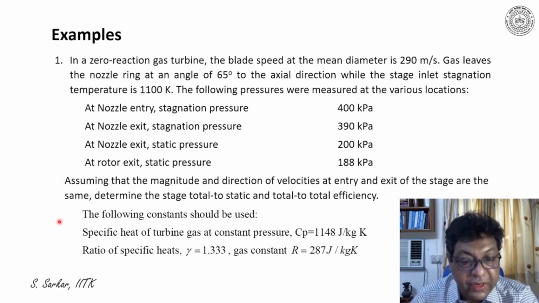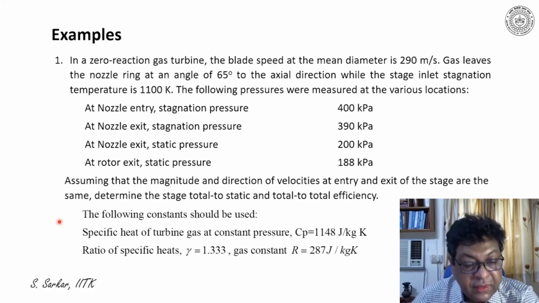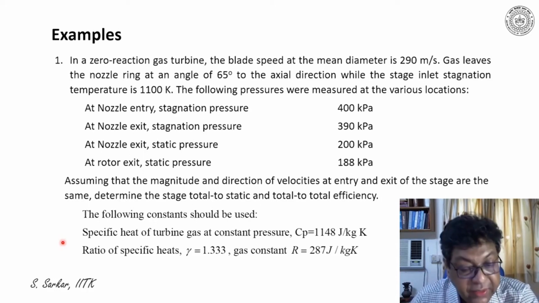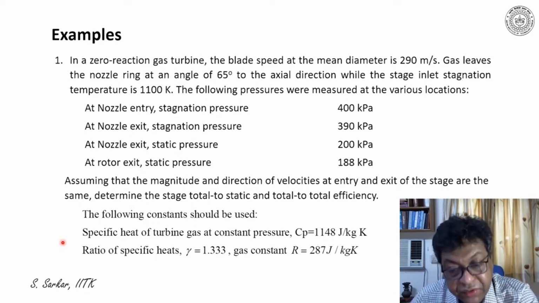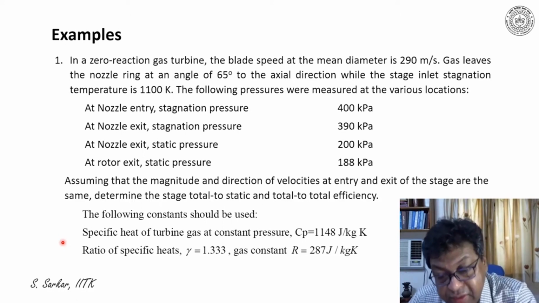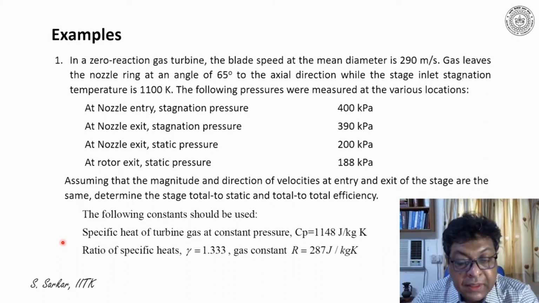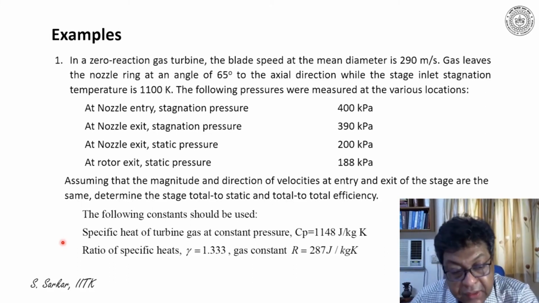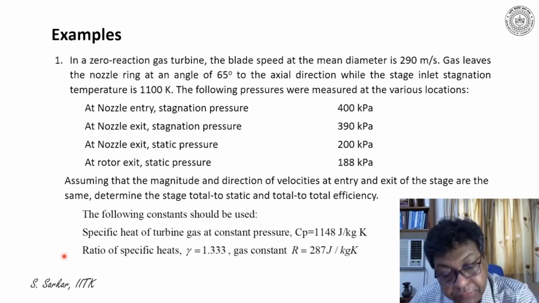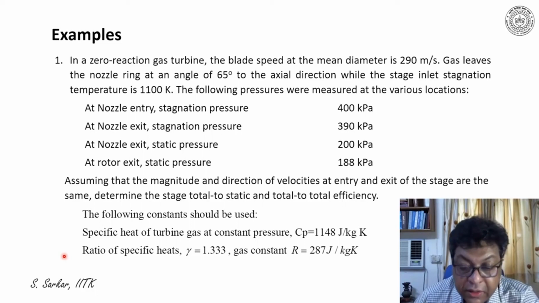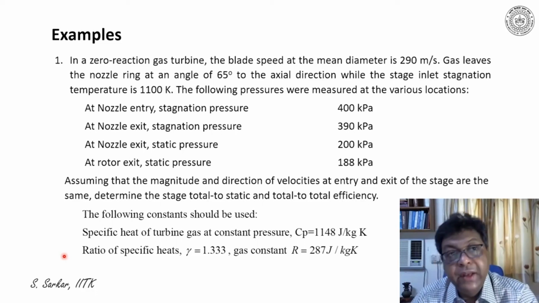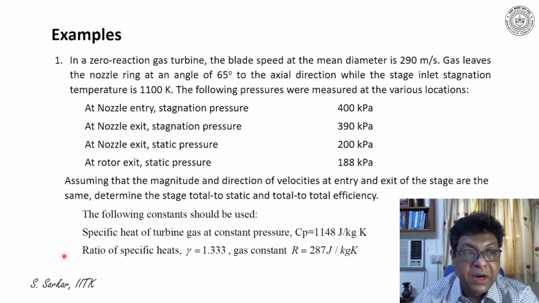The following constants should be used. The specific heat of turbine gas at constant pressure Cp can be taken as 1148 joule per kg K. The ratio of specific heat gamma is 1.33, and the gas constant R can be taken as 287 joule per kg per K.